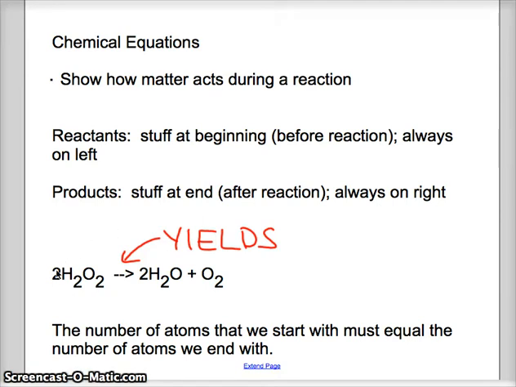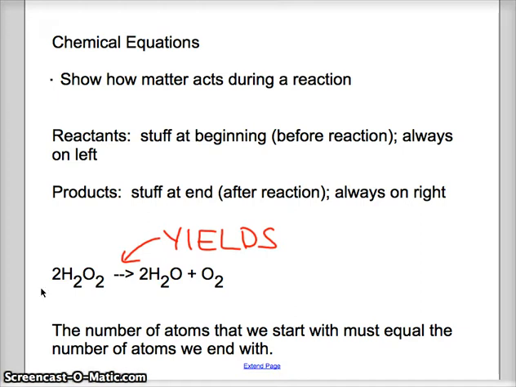Okay, so here we have an equation written out. 2 H2O2 molecules yields, that's what this arrow means, 2 water and 1 oxygen. This is the equation we used when we had the foam models. The number of atoms that we start with must equal the number of atoms we end with.